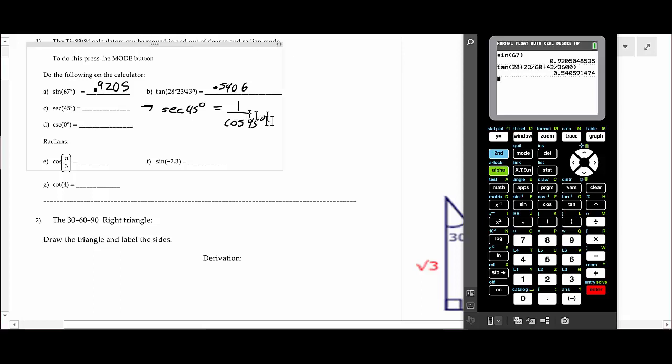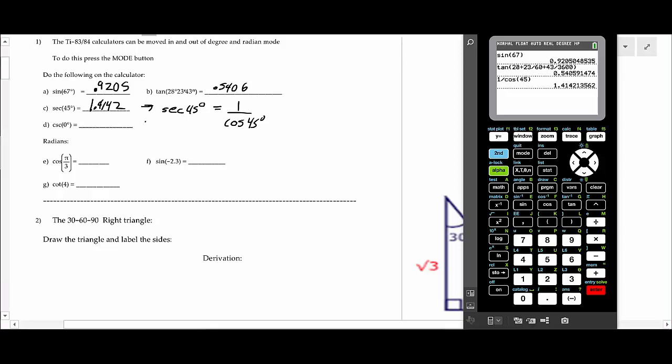So if you want to put the secant in, you go 1 divided by cosine of 45. Since you don't have a secant button, that's the only way you can really do this. Then round that off, and that would give 1.4142. A little bit later in the class, you're going to learn that it's the square root of 2, and the square root of 2 is that number. We're not there yet, but we're going to learn that tonight.